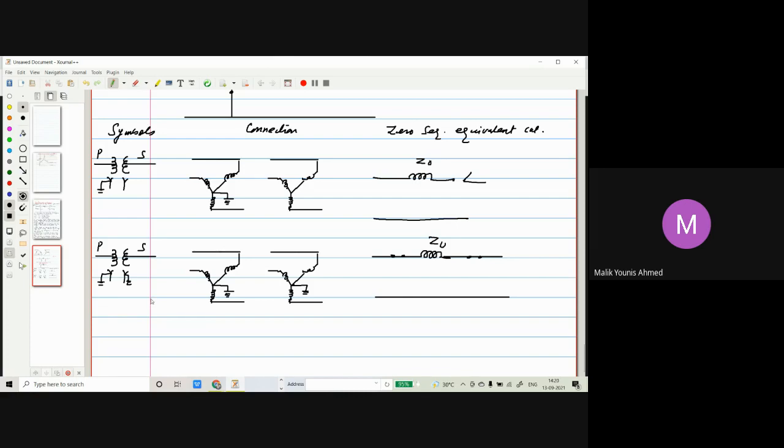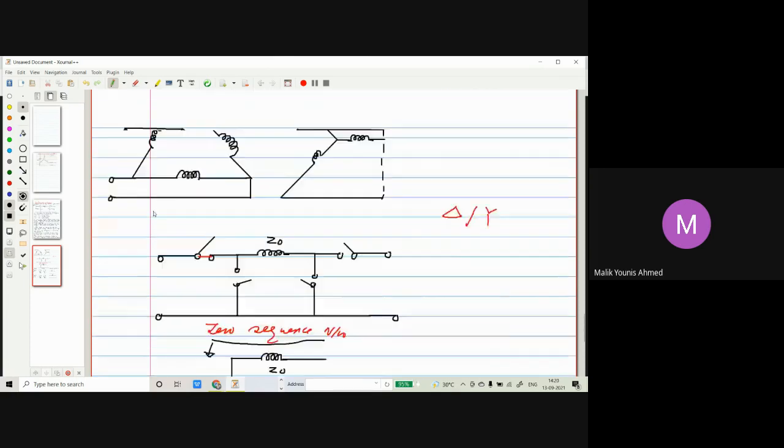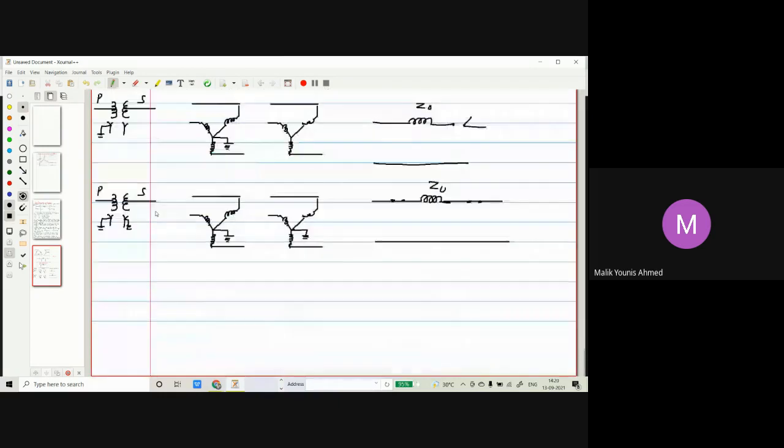Next, star connected neutral grounded, and delta. Delta, I'm drawing bigger. Okay, let me copy this, copy, paste.